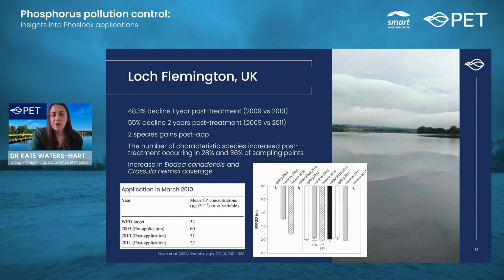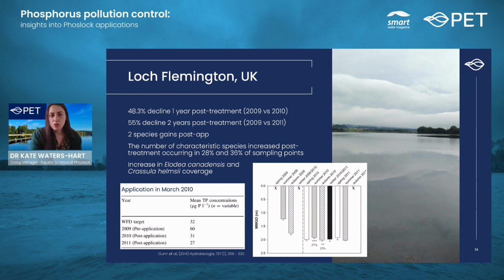Another good example of how Phoslock works really well over time, you can see the bottom table there on the left. You can see the Water Framework Directive target for this water body was 32 micrograms per litre of total phosphorus. Prior to the application, it was 60. 1 year after, it was 31, and then the second year after, it was 27. So it's declining over time.